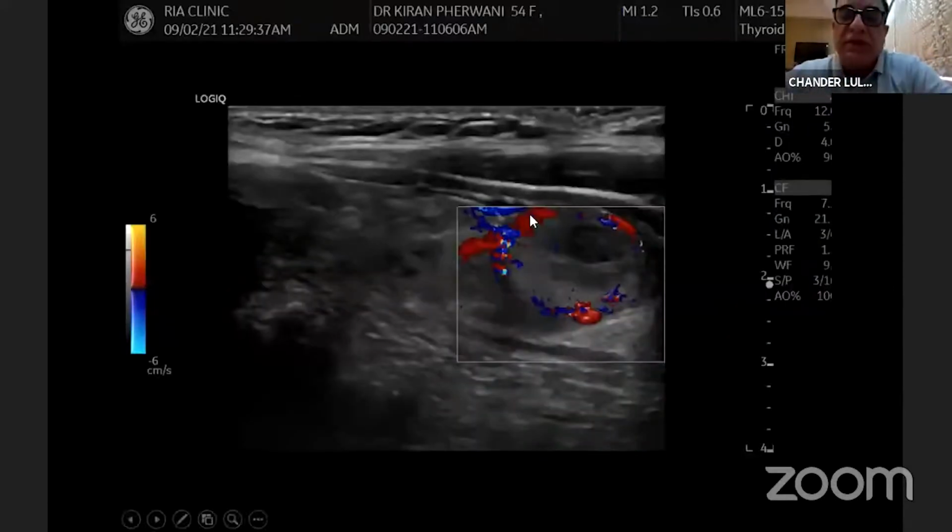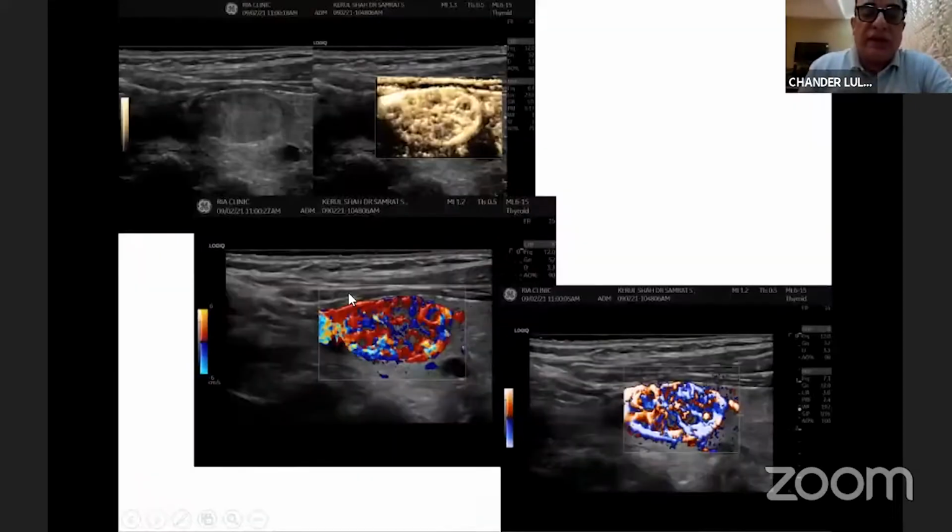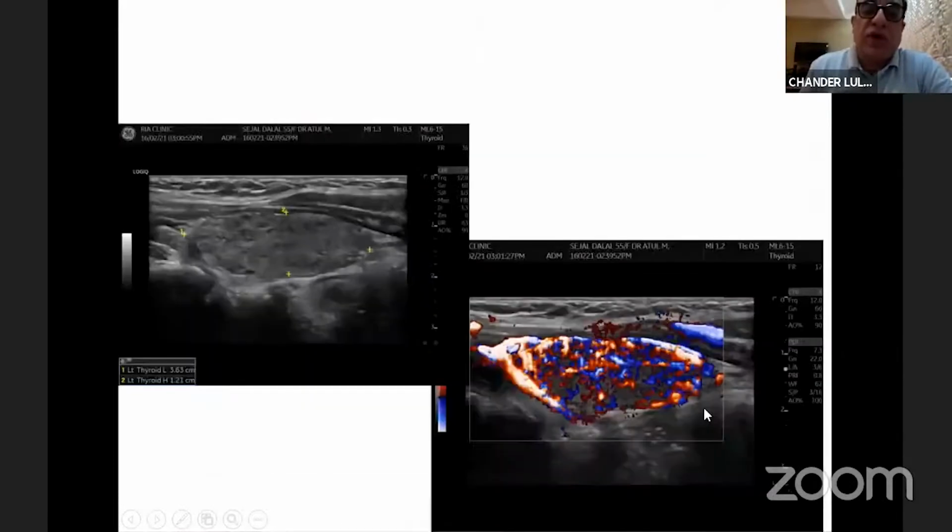So these are the different types. That's peripheral vascularity. Definitely don't need an FNA. This is a nodule with intense vascularity, both peripheral and central. So this is suspect and we would need a biopsy.